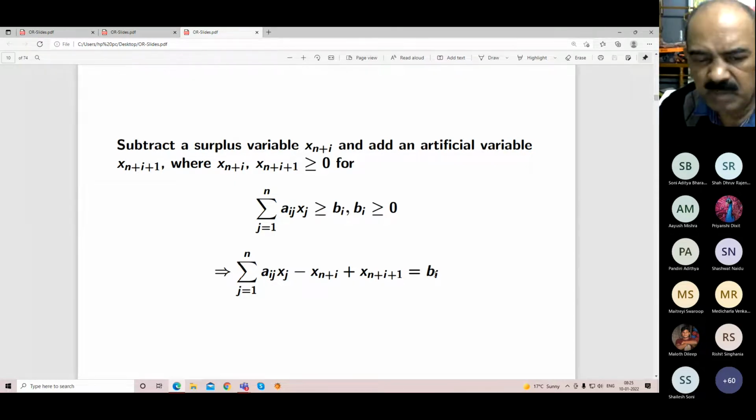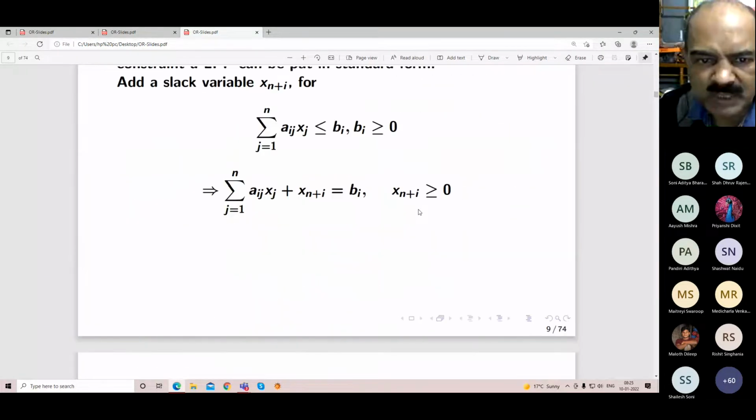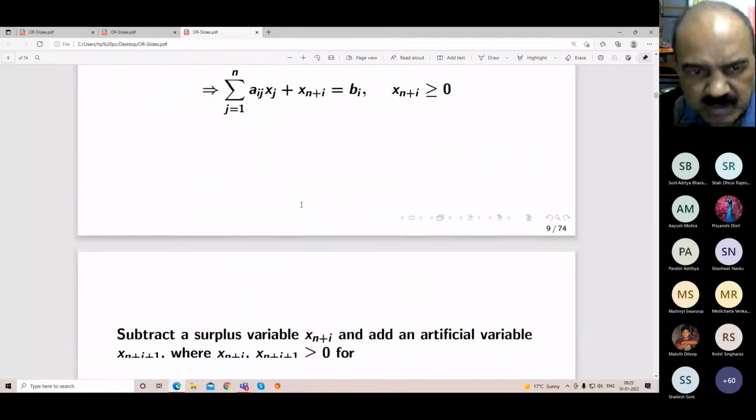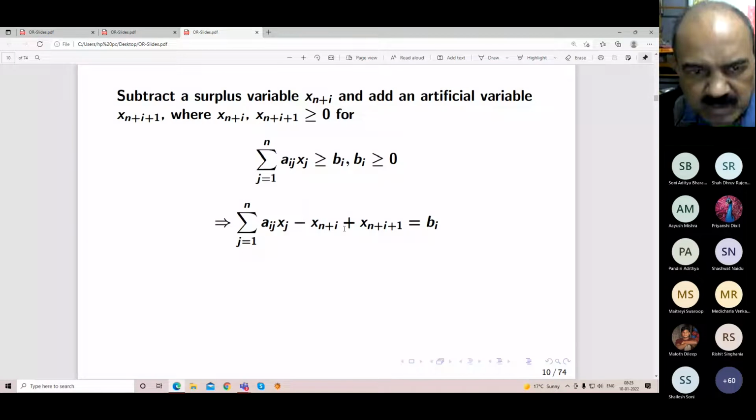So what do we observe? If it is a type 1 inequation, we add a surplus variable. If it is a type 2 inequation, we subtract something, then we add something. Whatever you are subtracting, that is known as surplus variable. Whatever you are adding, that is known as artificial variables. For this type of constraints, two variables are needed. One is known as surplus variable, other is known as artificial variables.